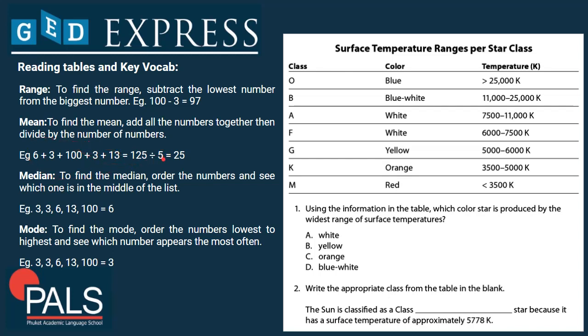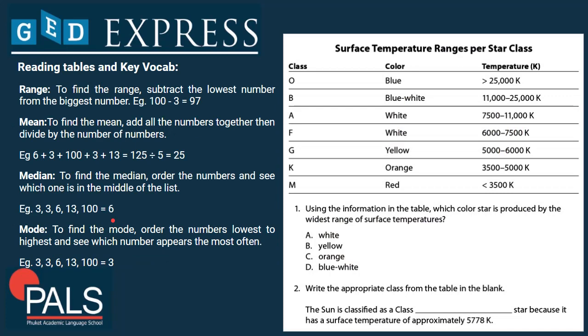We have 5 numbers, divided by 5. The mean is 25. To find the median, we order the numbers from lowest to highest, and we check which is the middle number. The middle in this list is 6. Here we have an odd number of numbers. We have 5 numbers. If the number of numbers is even, then we take the two middle values, and same as in the mean, we divide by 2 to get the median.